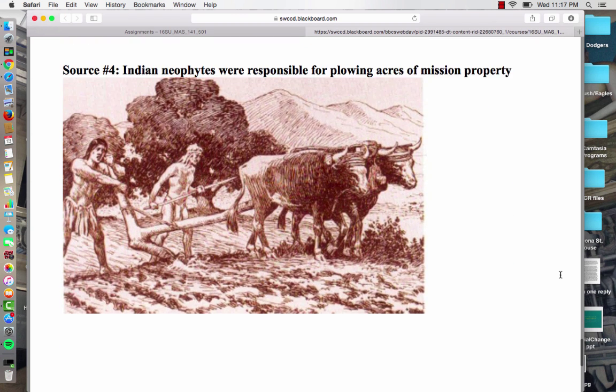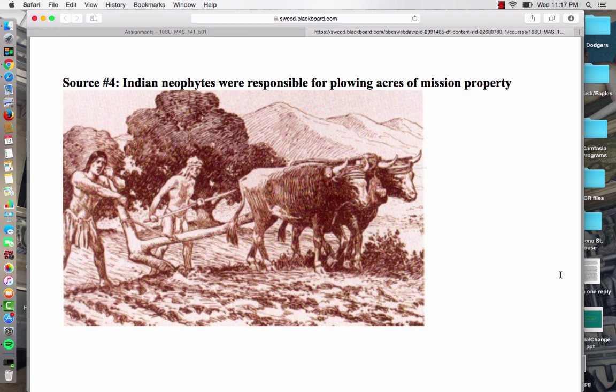Okay, and then last but not least, source 4 is another painting. I think this painting was actually done in the 1960s or 1970s. I found it in one of those tourism books that you get at the missions. I think it was the Ventura mission, San Buenaventura, where I got the book, and it had this painting there. So technically, it's not really a primary source, but I think it does a good job of depicting what Indian life was like for some of the Indians working on the mission grounds.